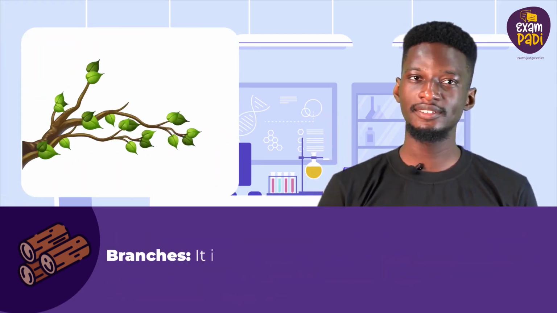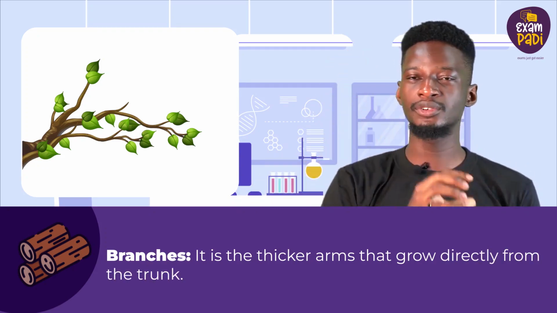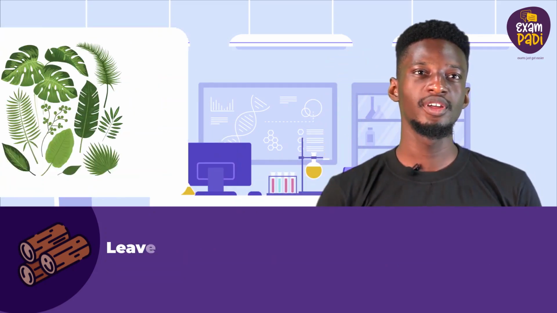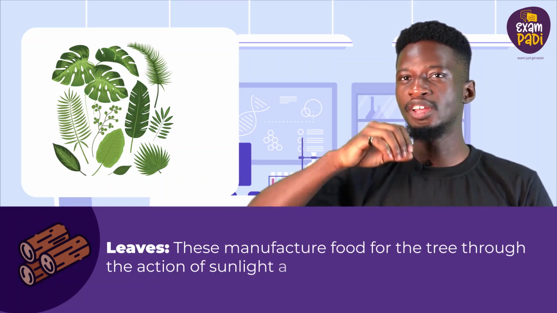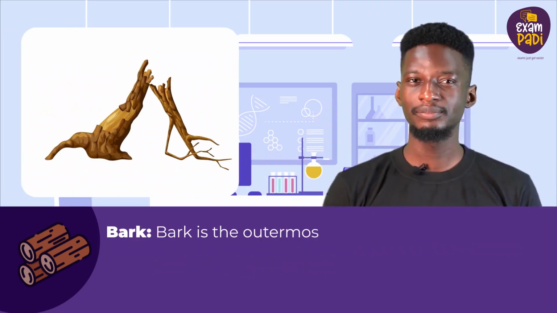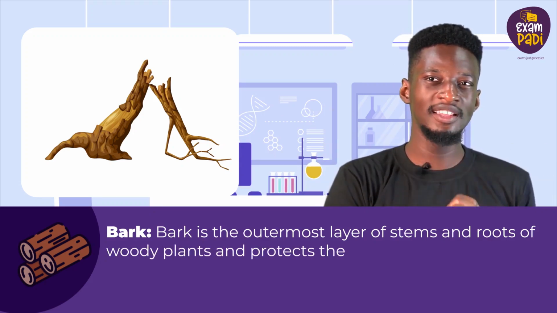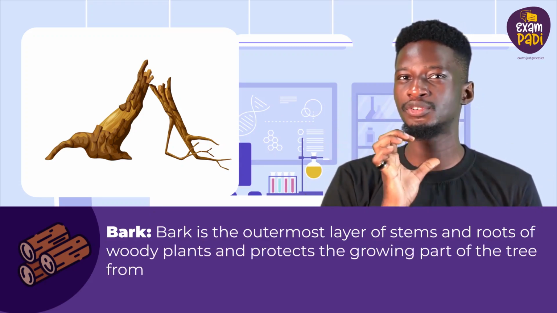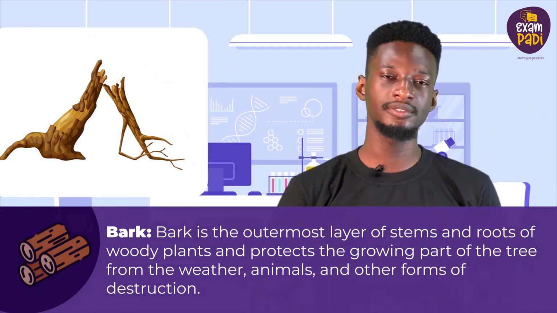3. Branches. These are the thicker arms that grow directly from the trunk. 4. Leaves. These manufacture food for the trees through the action of sunlight and air. 5. Bark. Bark is the outermost layer of stems and roots of woody plants and protects the growing parts of the tree from the weather, animals, and other forms of destruction.